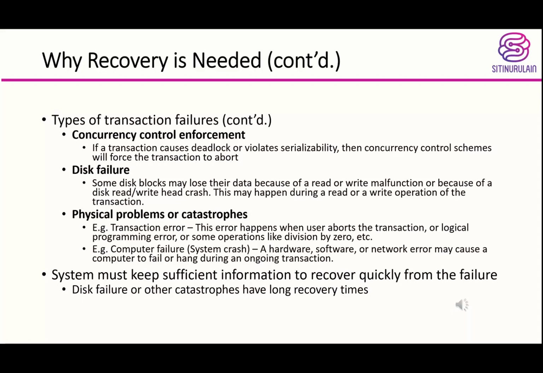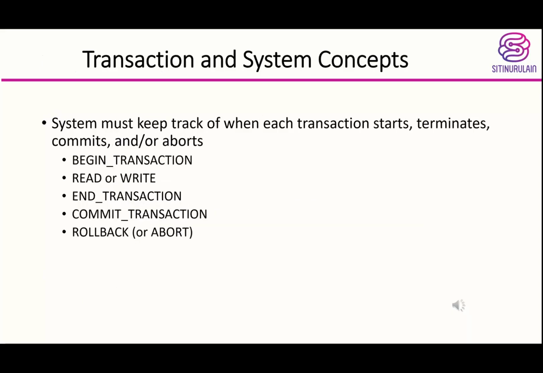System must keep sufficient information to recover quickly from the failure. Disk failure or other catastrophes have long recovery times. System must keep track of when each transaction starts, terminates, commits, and/or aborts. There are 5 types of processes: begin transaction, read or write, end transaction, commit transaction, roll back, or abort.